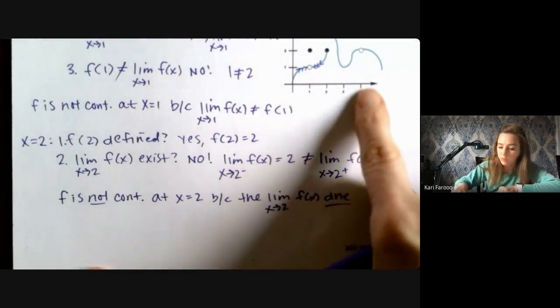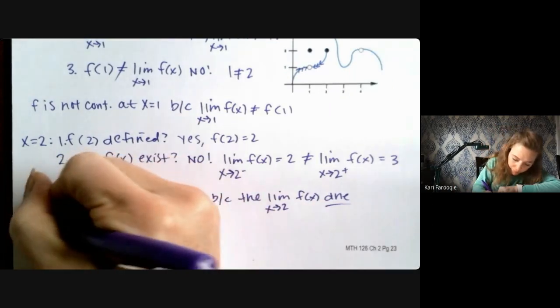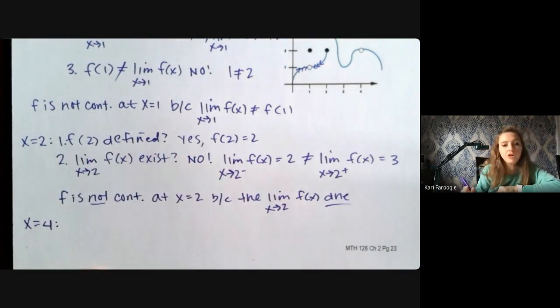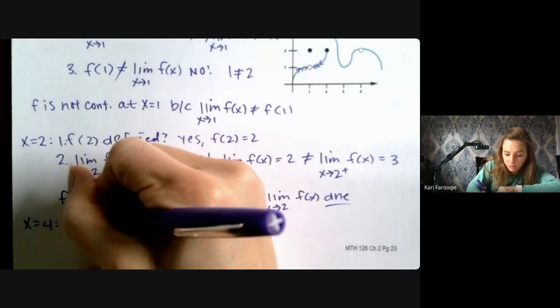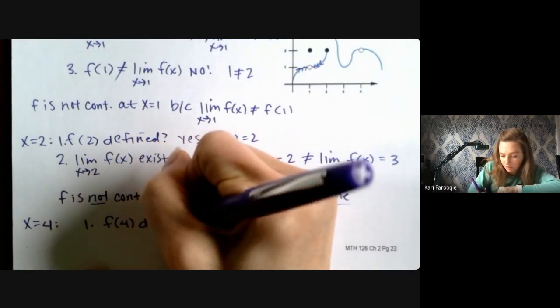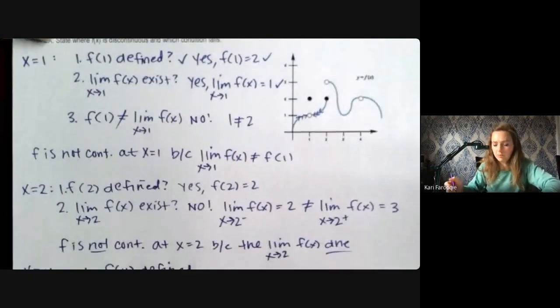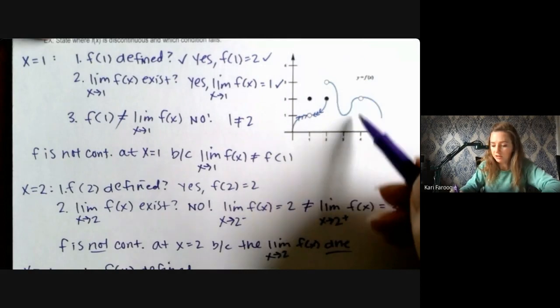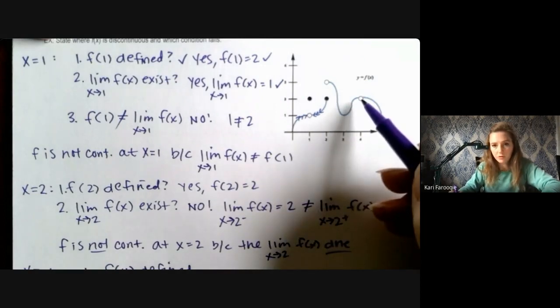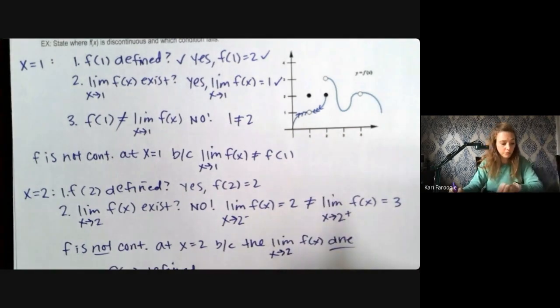The last issue we have occurs at x equals 4. So we're going to check these conditions for 4. The first thing we're going to check is whether or not f of 4 is defined. Do we have a function value at 4? You're going to look, and you'll be like, wait a second, I don't see anything. There's a big open circle at 4, and there's nothing else going on. The function is actually not defined at 4.